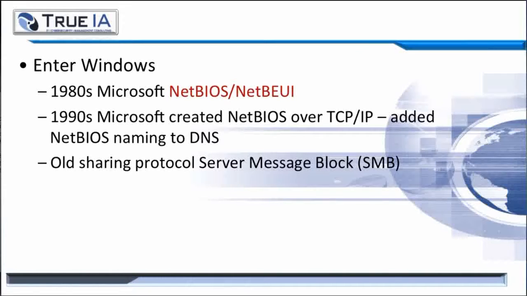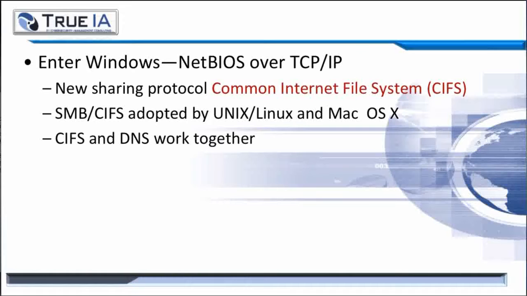This is because in the 1980s, Microsoft used a technology called NetBIOS and NetBEUI. In 1990, Microsoft created NetBIOS over TCP/IP, and then added NetBEUI naming to DNS. It's an old sharing protocol that used the server message block. With NetBIOS over TCP/IP, along with it came a new sharing protocol, the Common Internet File System, or CIFS. SMB and CIFS were adopted by Unix and Linux and then eventually Mac. CIFS and DNS, well, they work hand in hand.